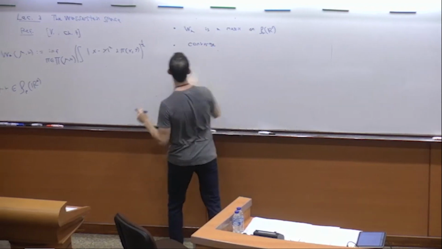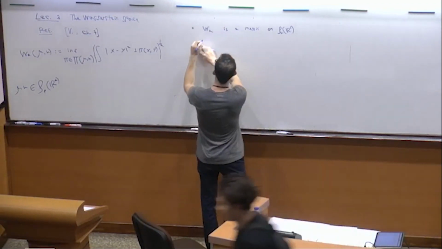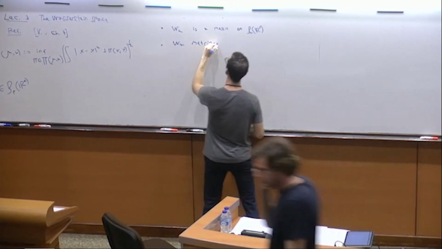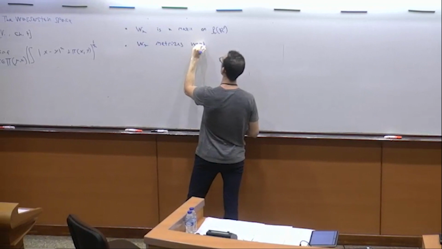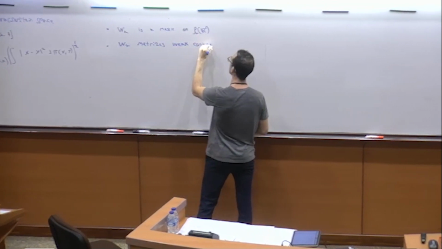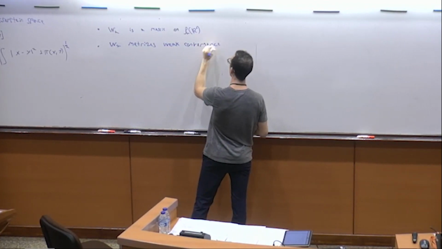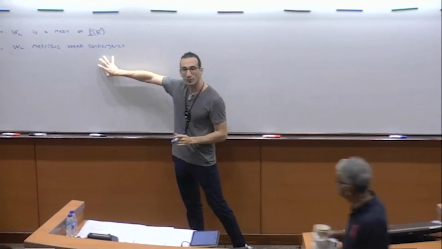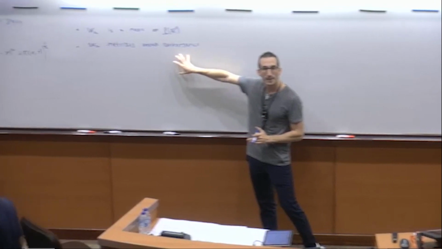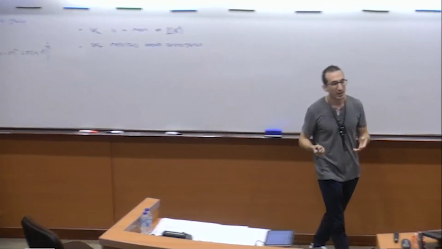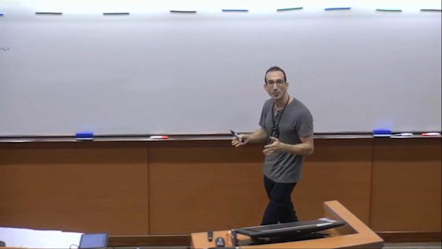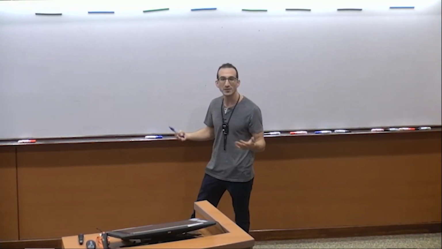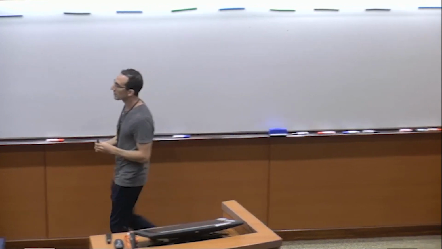So what will turn out is that W2 metrizes weak convergence. Weak convergence, which I'll remind you what it is, is a very important notion of convergence in probability because, for example, for the central limit theorem, the sense in which sums of IID random variables converge to a Gaussian is in the sense of weak convergence. So it's one of the most important notions of convergence in probability.